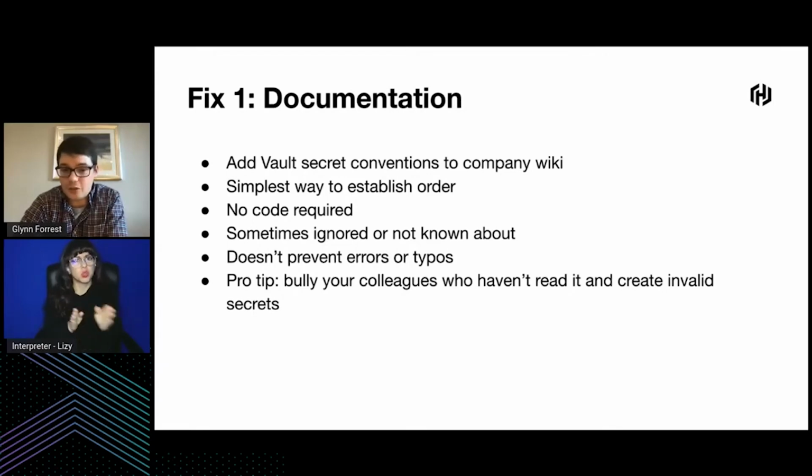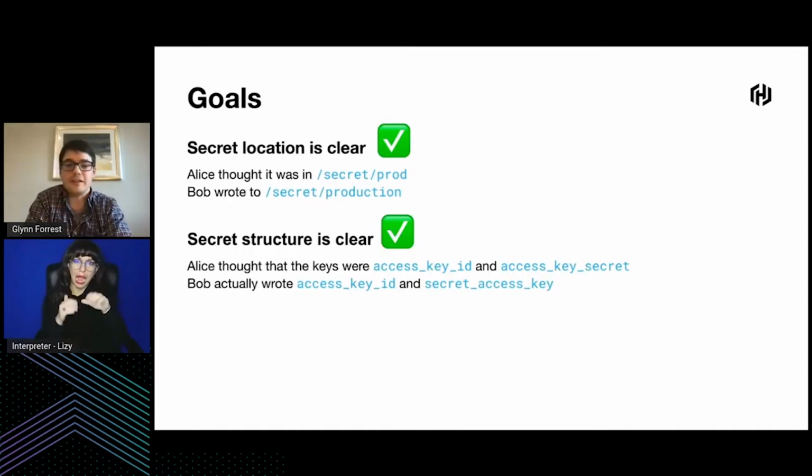We don't need to write any code or really do any process, but of course, documentation has some downsides. It's ignored or not even known about sometimes. People can also make typos or just random human errors. So perhaps Bob meant to type in the credential correctly, but he maybe missed out an underscore or put one S when he wrote access key. So sure, documentation solves the goals we're looking at. We have a clear secret location and we have a clear secret structure.